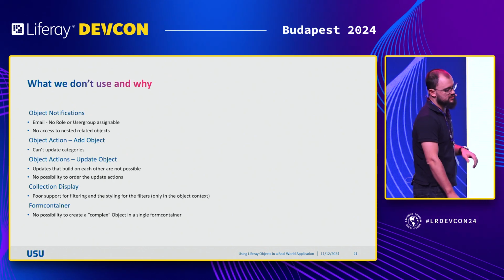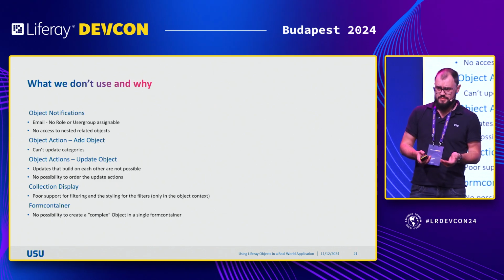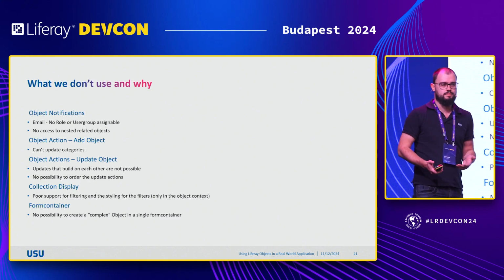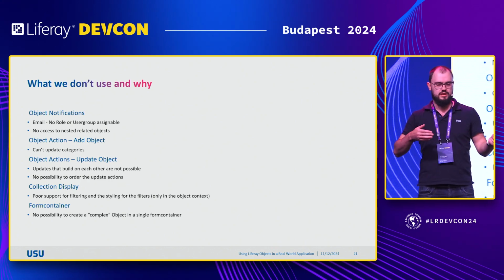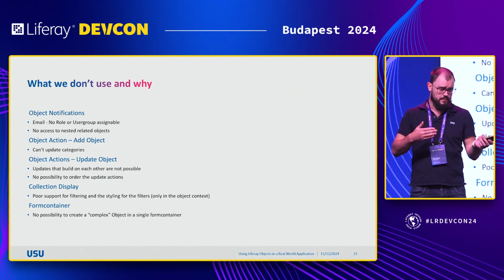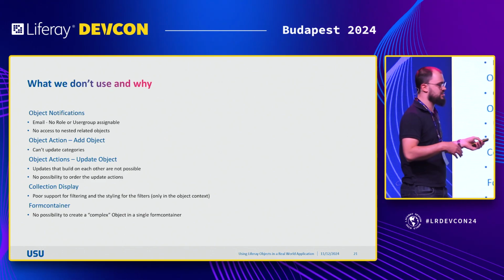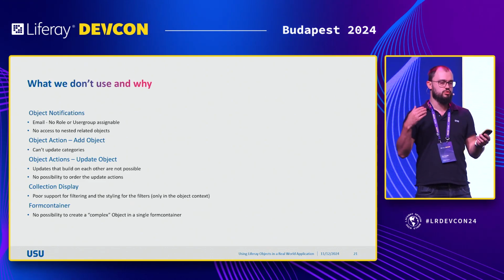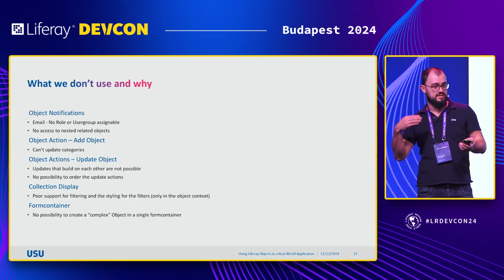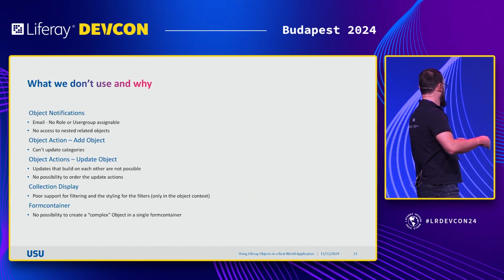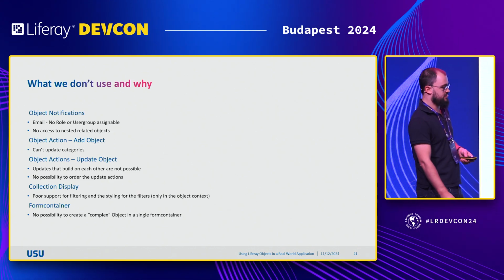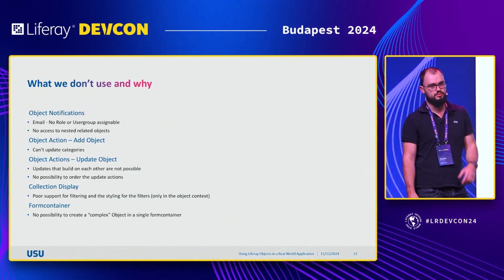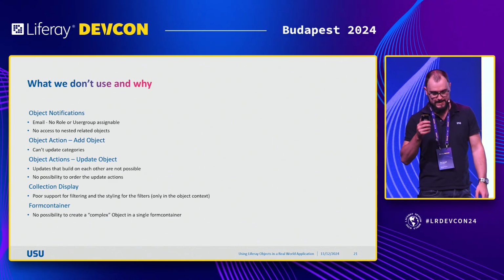The add object action wasn't good enough for us because of the categories. The object action update objects, we don't use, because you can't define in any order which update action should trigger first before another one. And the second one is that you can trigger another update if you update. Also, if you trigger the first update, this update doesn't trigger the other updates. At least we don't use the collection display because of the missing customization possibilities. And for complex objects, we don't use the form container currently.